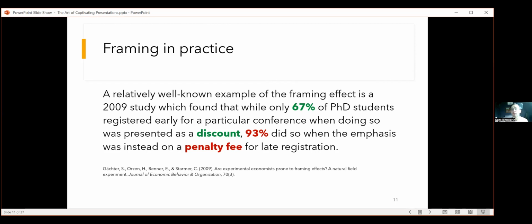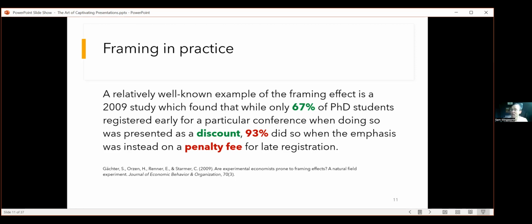To another group of PhD students, they gave a different message. They said that if you fail to register by the 1st of May, you will be penalized and you will have the conference fees increased. So that was presented as a penalty fee. And what they found was that for those students who were given the message that if you register after the 1st of May, there will be a penalty, 93% registered early.